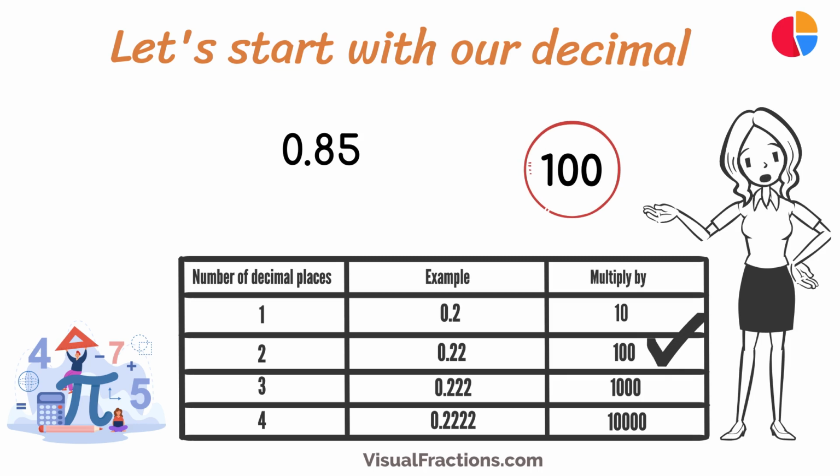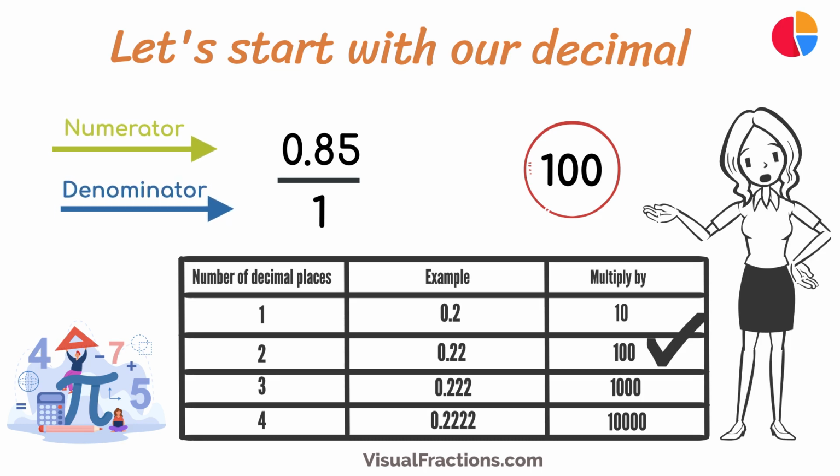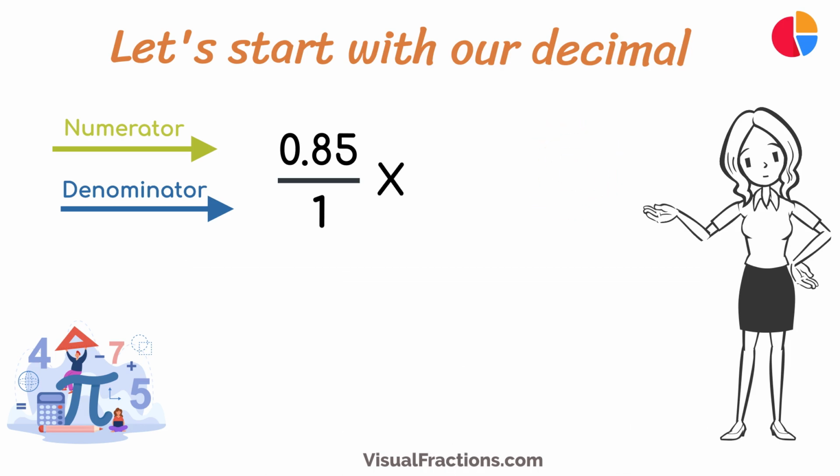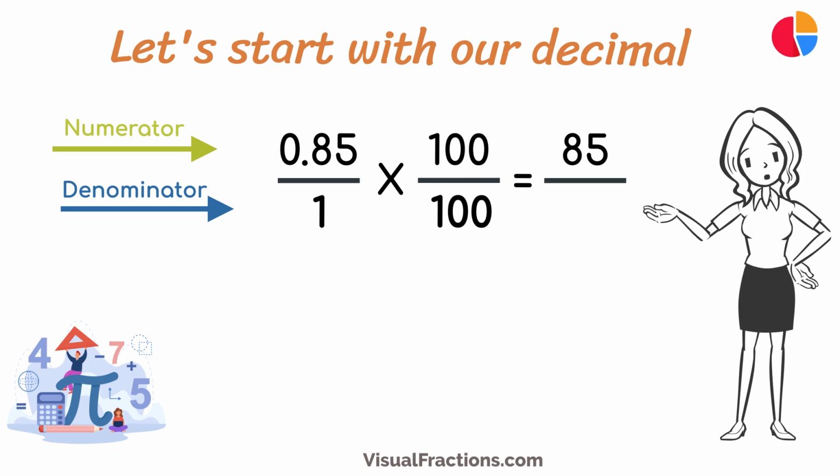To convert this decimal into a fraction, you initially put it over 1, essentially treating the decimal as the numerator in a fraction where the denominator is 1. This sets up the conversion process where we multiply both the numerator, the decimal, and the denominator, 1, by 100 because there are two decimal places. So, 0.85 times 100 gives us 85, and 1 times 100 gives us 100. This translates 0.85 to the fraction 85 over 100.